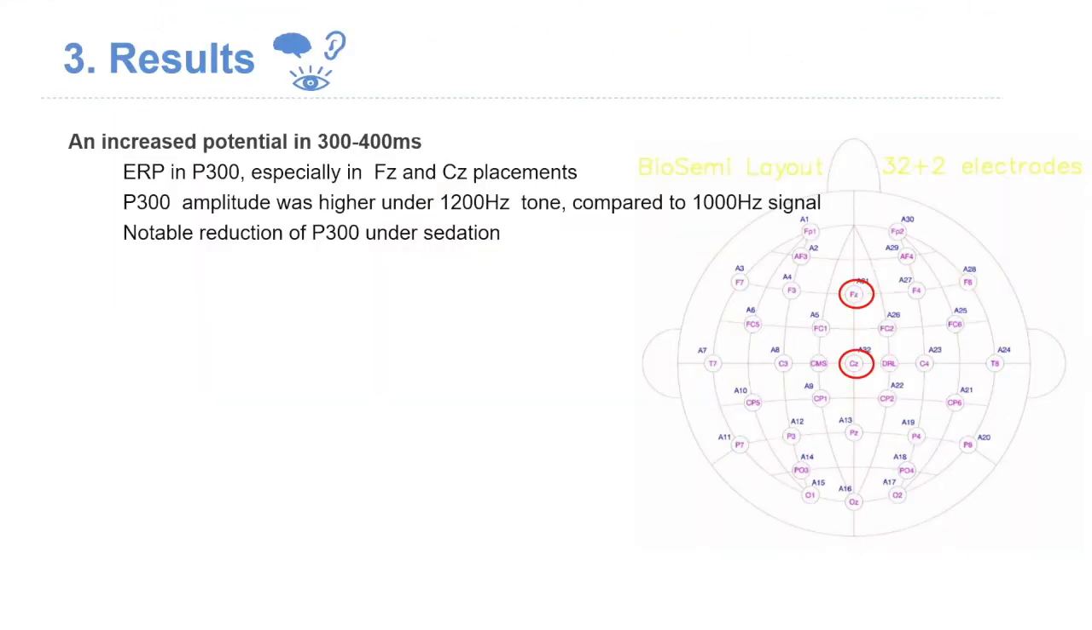This is the result. In this study, we observed an increased potential in the 300-400 millisecond ERP, the P300, especially in the FCz and Cz placement. It was observed that P300 amplitude was higher under 1200 Hz tones compared to 1000 Hz signals. Notable reduction of the P300 under sedation was detected.